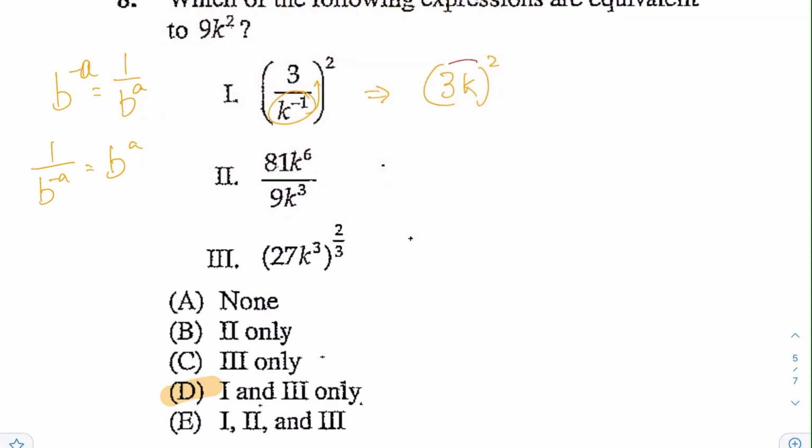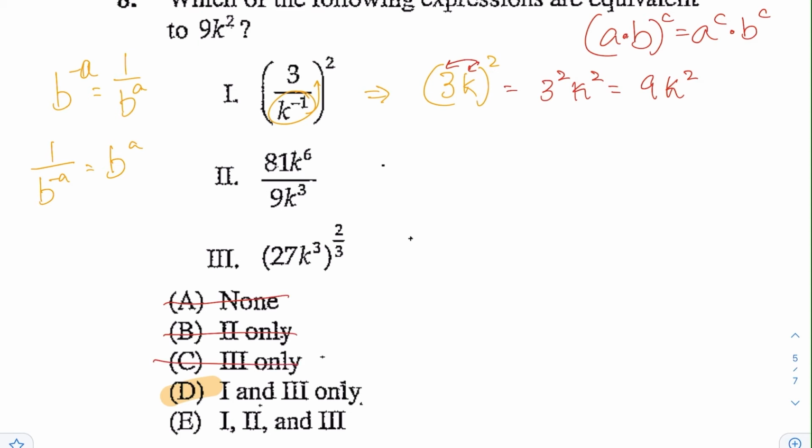And then you distribute this exponent using this rule of exponents: a times b raised to the c power is a to the c times b to the c. It's kind of like a distributive property. This will give you 3 squared times k squared, or 9k squared. So Roman numeral 1 is equivalent. So A is wrong, B is wrong, and C is wrong. So Roman numeral 1 is it.